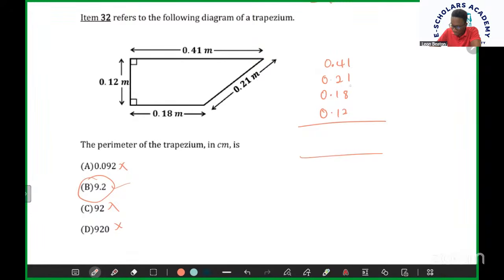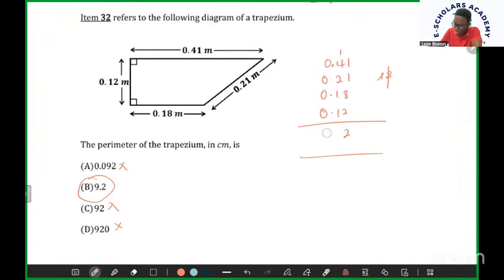1 and 1, 2, 2 and 2, 4, 4 and 8, 12. So this will be 12 there. Put in that there, you put the 1 at the top. 1 and 1, 2, 2 and 2, 4, 4 and 4, 8, 8 and 1, 9. Put back the decimal point, put back the 0. So 0 point.